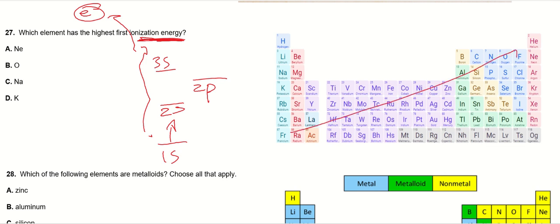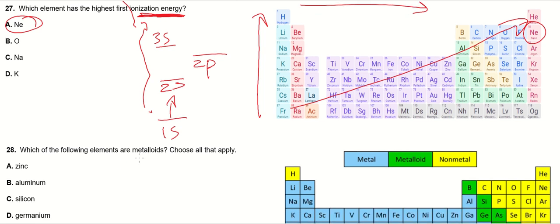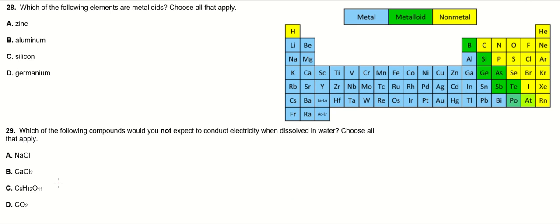That trend increases up and to the right. It gets harder to remove because those electrons get closer to the nucleus, which is where the attraction is coming from. So up and to the right, neon is the answer. It's going to be very, very hard to remove an electron from neon compared to those other choices. In fact, the only other one would be helium, which is not up there. It would have a higher electronegativity. I'm sorry, ionization energy.